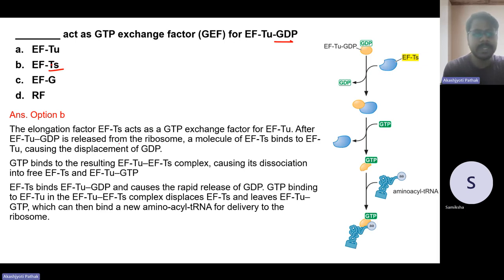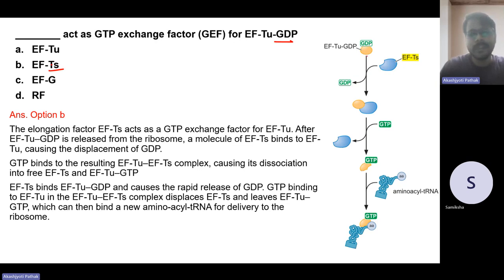After EF-Tu GDP is released from the ribosome, a molecule of EF-Ts binds to the EF-Tu, causing the displacement of GDP. So once this EF-Ts binds, this GDP molecule is displaced from this EF-Tu, and GTP binds to the resulting EF-Tu EF-Ts complex, causing its dissociation into free EF-Ts and EF-Tu GTP.